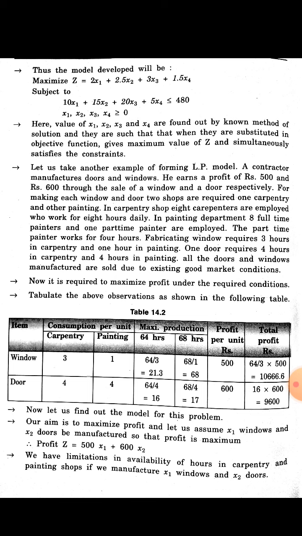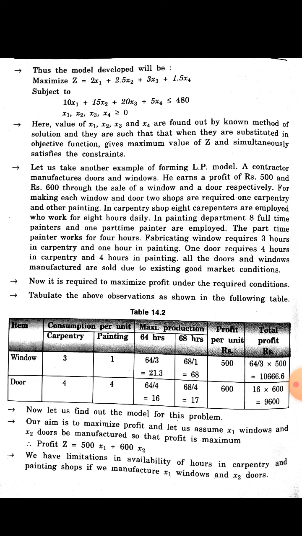Now let's start another example: a contractor manufactures doors and windows, and he earns a profit of rupees 500 and 600 through the sale of a window and a door respectively. So the window profit is 500 and the door profit is 600. For making each window and door, two shops are required, one carpentry and another painting.